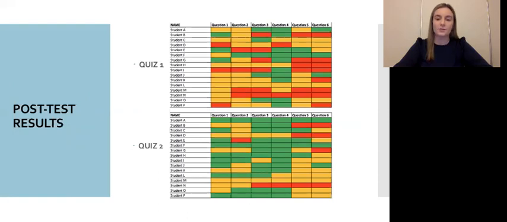I collated the results of the second quiz in the same format as I did for the first. As you can see, there is much more green and yellow evident in the results of Quiz 2, demonstrating an improvement in students' learning. However, it is evident in these results that students still struggled to apply their understanding to problem-solving questions 5 and 6.